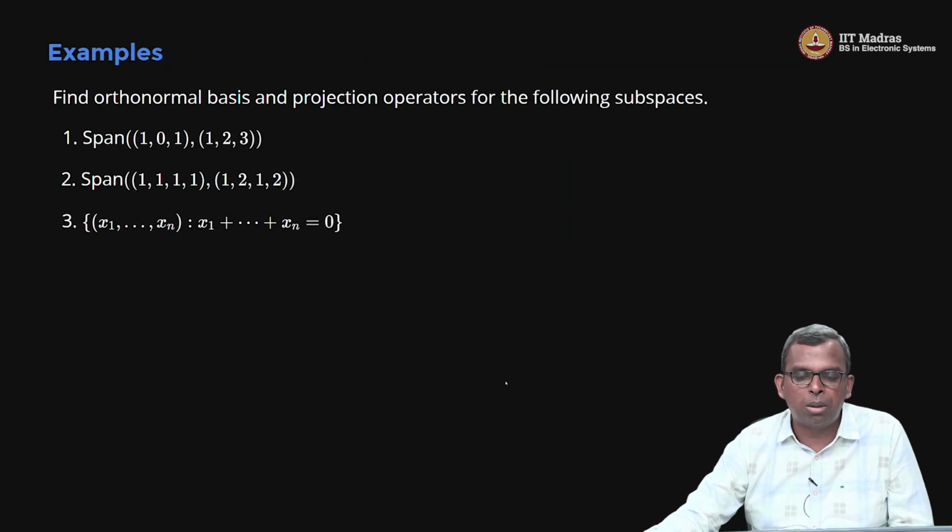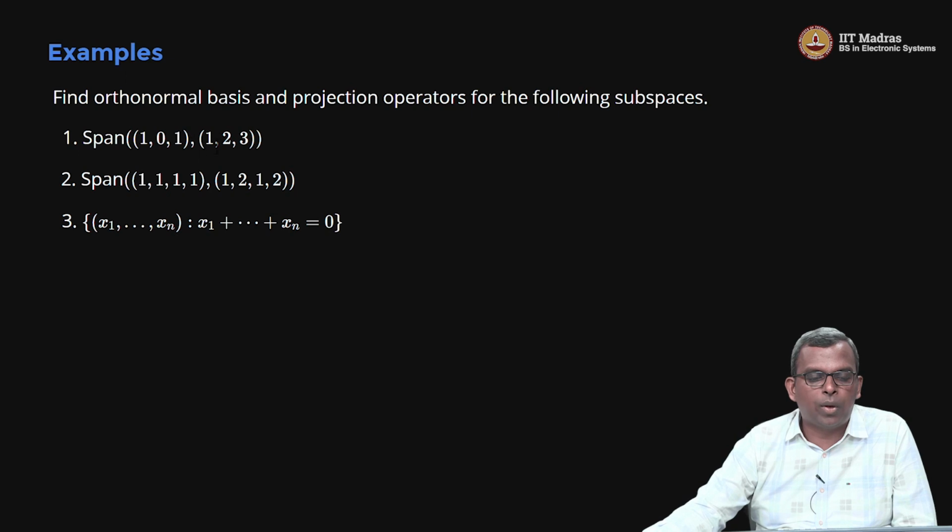So here are a few problems you can try. The span of two vectors is given, and you have to find an orthonormal basis. Run Gram-Schmidt here; I'm not going to do it for you. Find u1, u2 as an orthonormal basis for this, and then you can find everything you like, projection operators, etc.